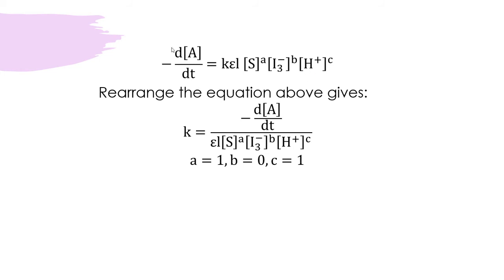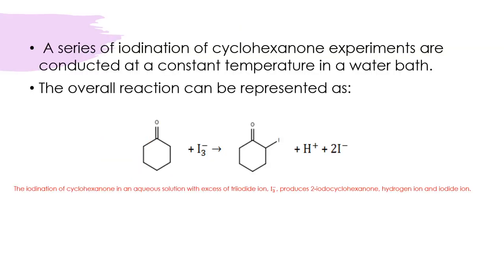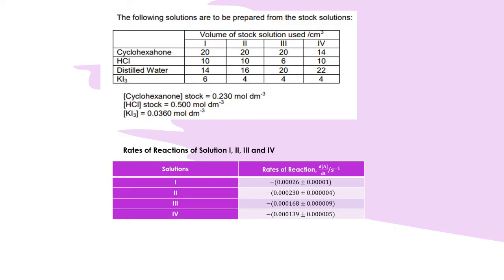Okay, so if you rearrange the equation, then you're actually solving for K. Now it is found also in this particular data that A is equal to 1, B is equal to 0, and C equals 1. Okay, now the question that you need to answer: what does it mean that when A is equal to 1, B is equal to 0, C equals 1, with respect to this reaction? So that is another question that I want you to answer as well.